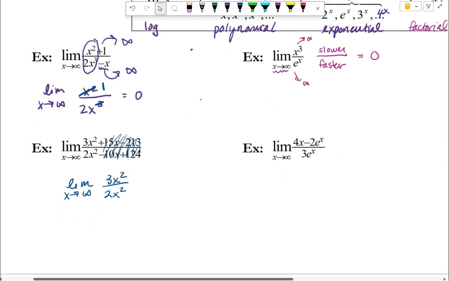And so if I think about this, I could plug in infinity and see that this is blowing up on the top and the bottom, but I can also just divide those pieces and I end up getting that my limit is 3/2. So our limit is 3/2. We can divide by our x squared.